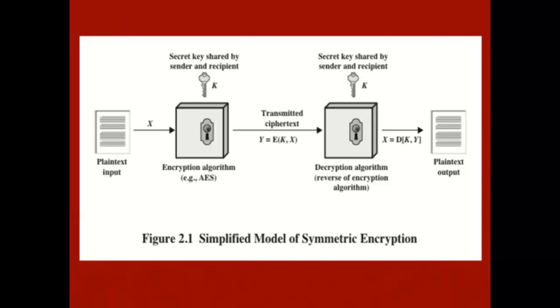Ciphertext, this is the scrambled message produced as output. It depends on the plain text and the secret key. For a given message, 2 different keys will produce 2 different ciphertexts. Decryption algorithm, this is essentially the encryption algorithm run in reverse. It takes the ciphertext and the same secret key and produces the original plaintext.